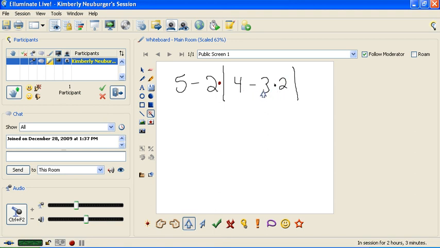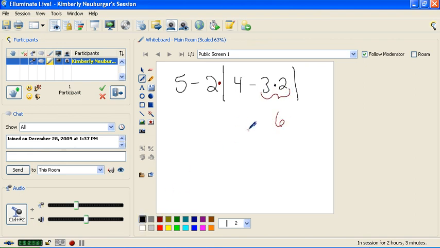Inside here, the first thing we need to do is the multiplication because we don't have any other parentheses and we don't have any exponents. So 3 times 2 here gives us 6. So I'm going to replace this with a 6. And then very carefully copy the rest of this down, and if you need to keep your dot for multiply there, go right ahead just to remind yourself.